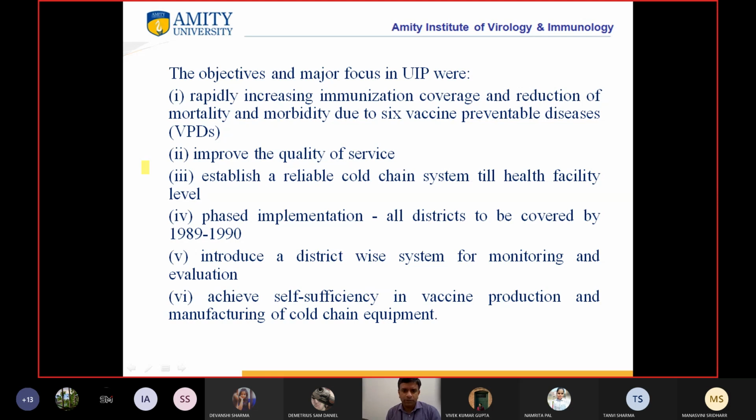Improve the quality of service, because I think you can understand, it was not a very well established system at that time, so the system was required to be upgraded. Establish a reliable cold chain system till health facility level. Do you understand what is vaccine cold chain?